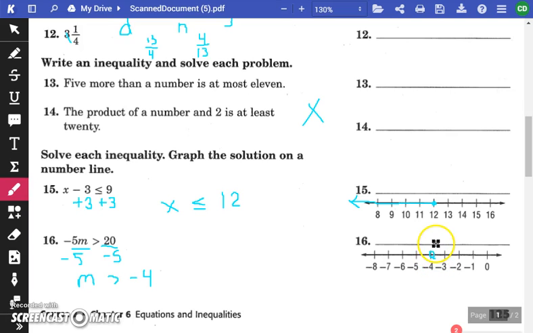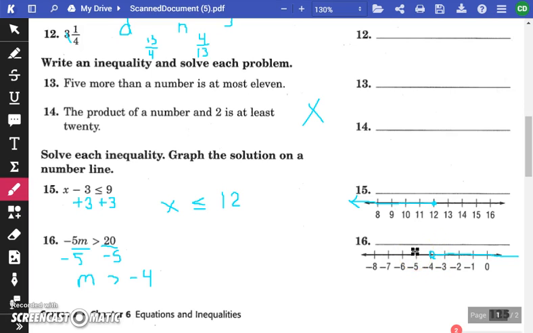Well, once again, think about a number line. Anything to the right is greater than, anything to the left is smaller. For example, 0, those are all positive numbers to the right. To the left are negative numbers. So m is basically anything that is greater than -4, and this is -4 but not including -4.